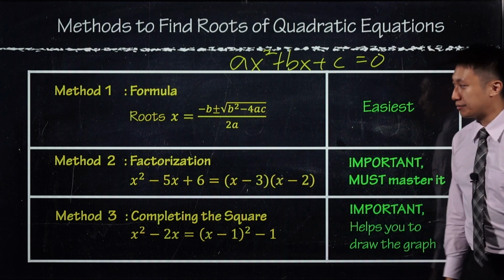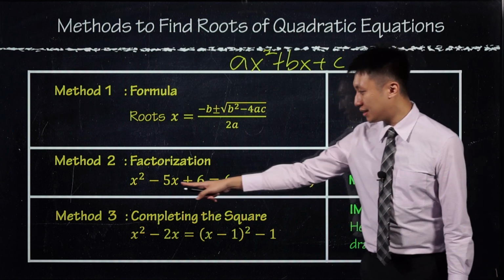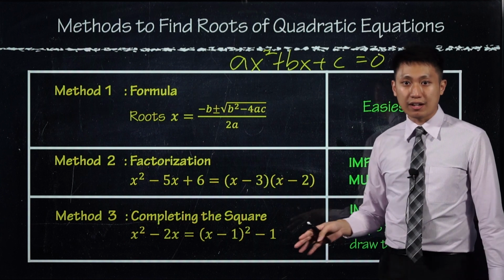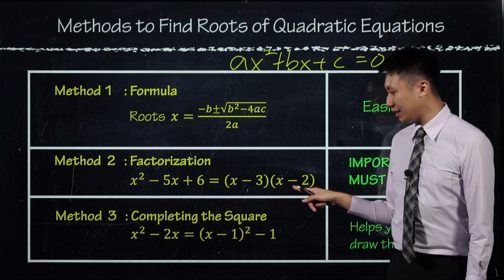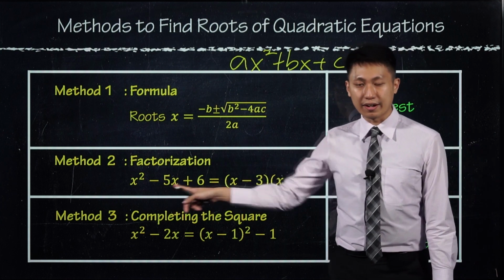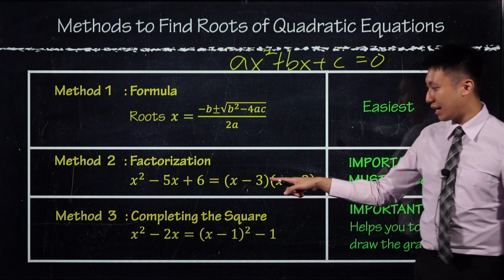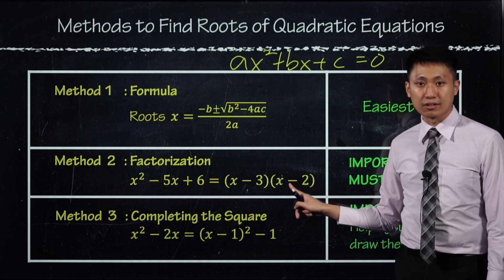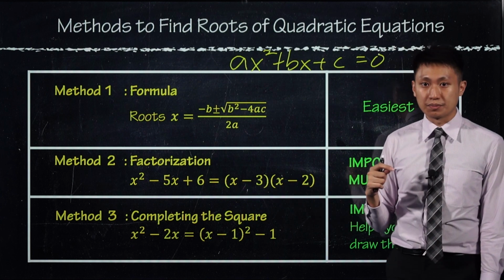Next, factorization. For example, this one. I factorize this, then I get x minus 3 and x minus 2. If you don't know how I factorize now, it's fine. But at least you know that if you multiply these two together, you get this one. Correct? Then we can solve it by saying that if this one equals 0, it means this one equals 0, or this one equals 0. So your answer for the roots will be x equals 3 and x equals 2.